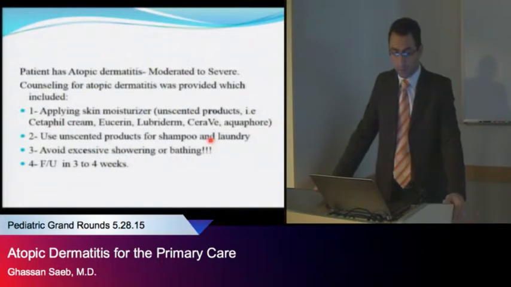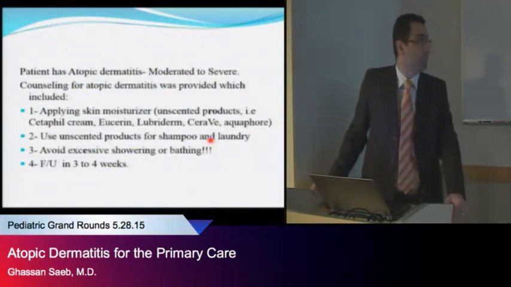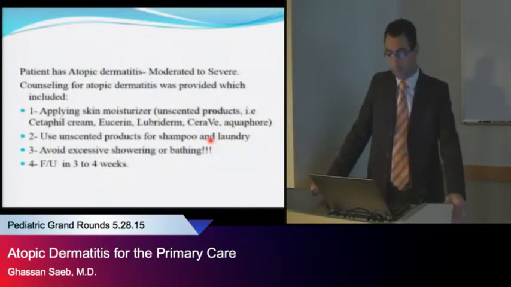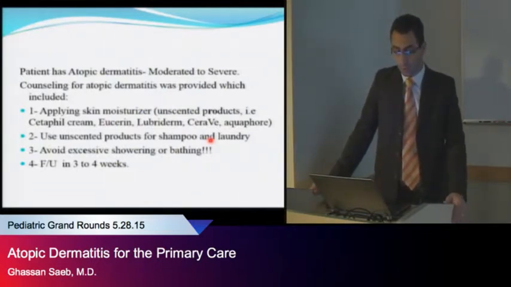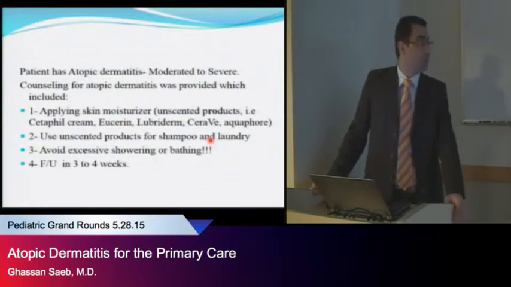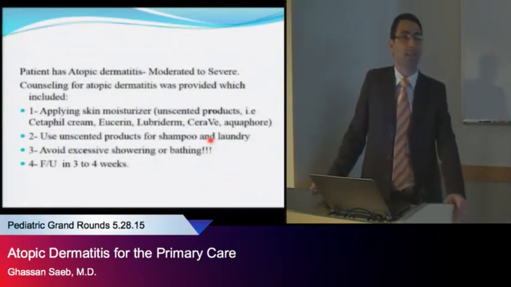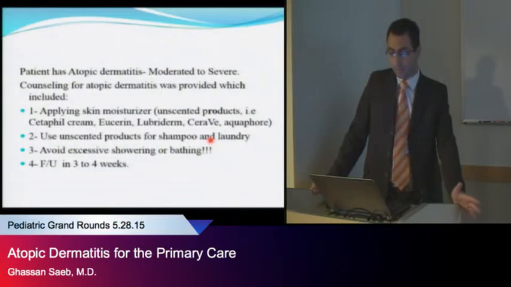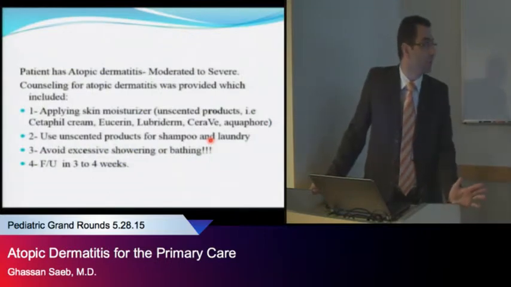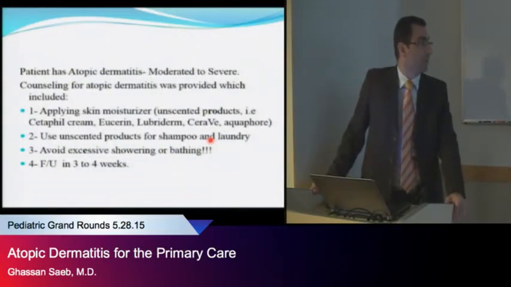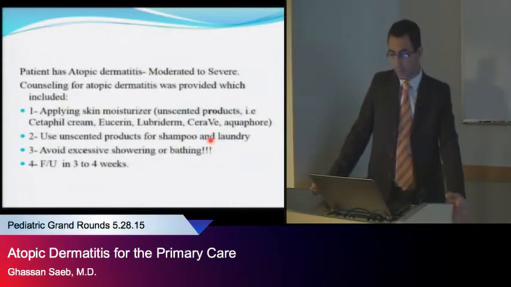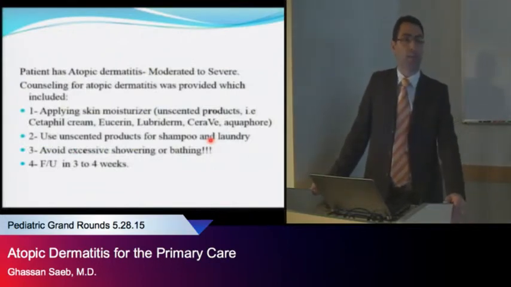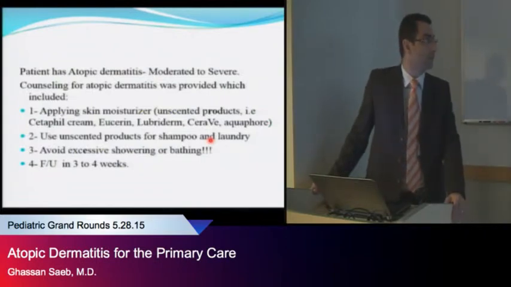So the diagnosis at that time was atopic dermatitis, probably moderate to severe, and I provided some counseling for the parents, which included, number one, applying skin moisturizer and choosing unscented products. And I have a list from dermatology: Cetaphil cream, Eucerin, Lubriderm, CeraVe, Aquaphor, anyone that the parents are comfortable using.